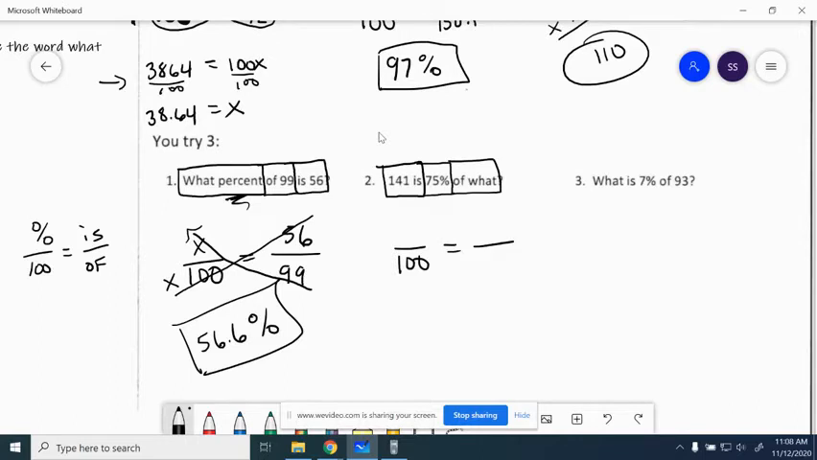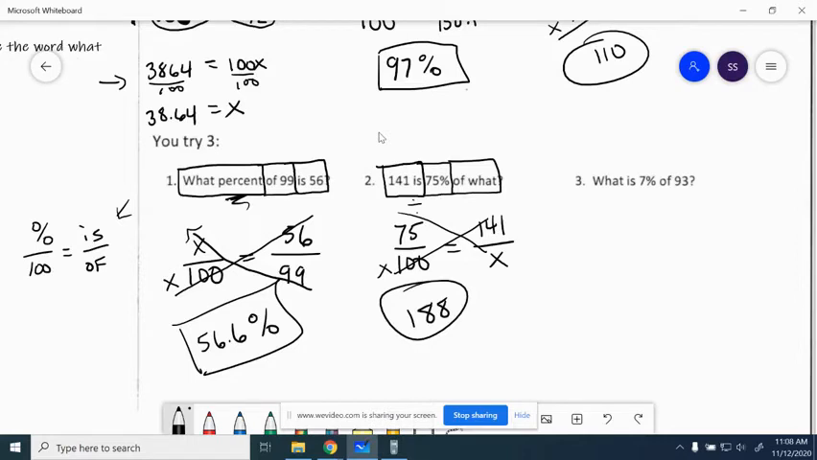What's going to go where? 141 is going to go on top where is at. So 141, 75 with the percent symbol, so this goes on the top left. Of goes with what? So what tells us where the x goes? X goes on the bottom. Cross multiply, divide by 75. We're going to get 188.